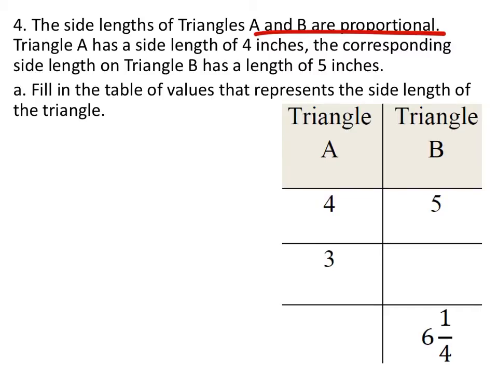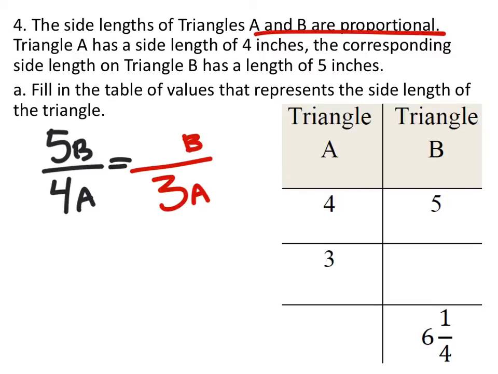Here's the first way. So I've written 5b over 4a. That's just to establish that my triangle B values will be in the numerators and my triangle A values will be the denominators. And since they're proportional, it'll give us an equal fraction, but triangle A now has a value of 3 and triangle B has the unknown value, like this. Now it seems like we talked about this a little bit in one of the classes, but what we can do from here is use what is called cross multiplication.